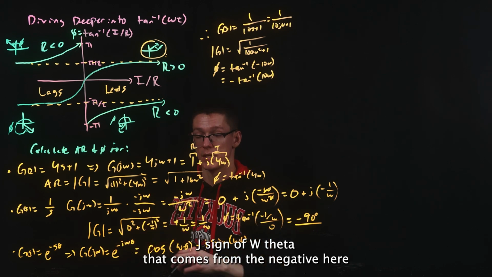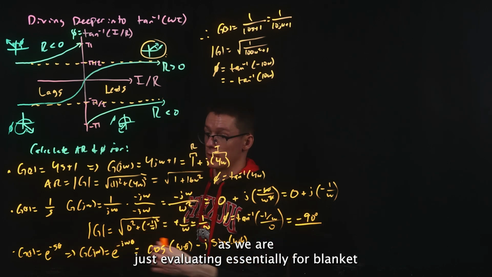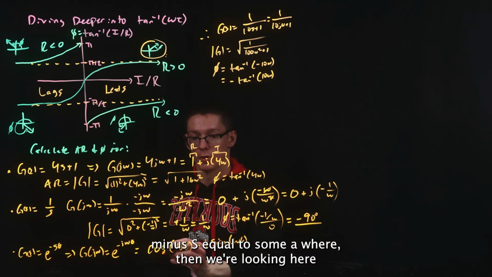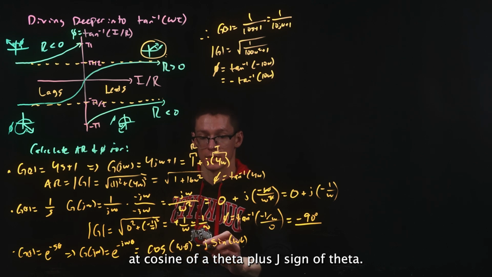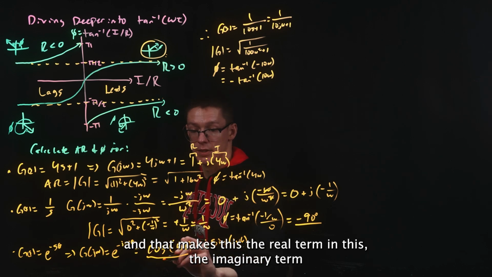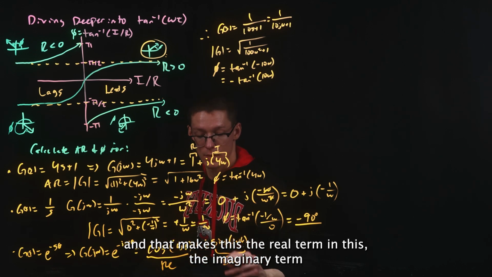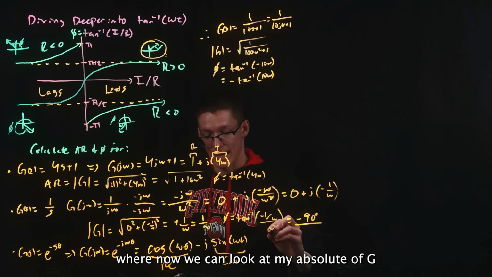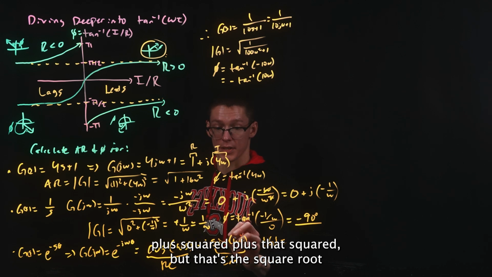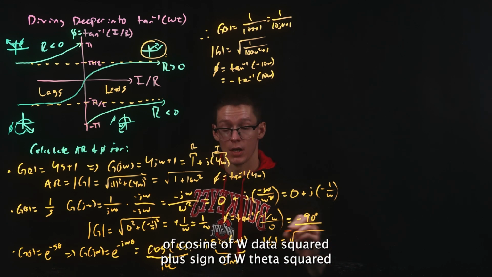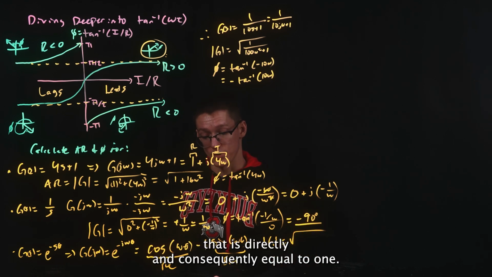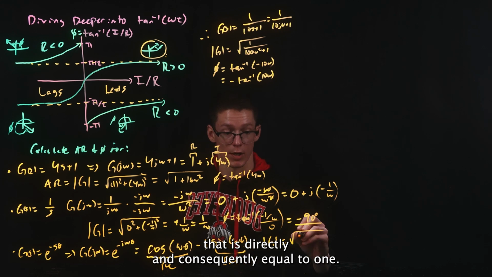That comes from the negative here, as we are just evaluating essentially for minus s equal to some a, where then we're looking at cosine of a theta plus j sine of a theta. We pulled out the negative because of that negative there, and that makes this the real term and this the imaginary term. Now we can look at my absolute of G as the square root of this squared plus that squared, that is, the square root of cosine of w theta squared plus sine of w theta squared. That is directly and consequently equal to 1.